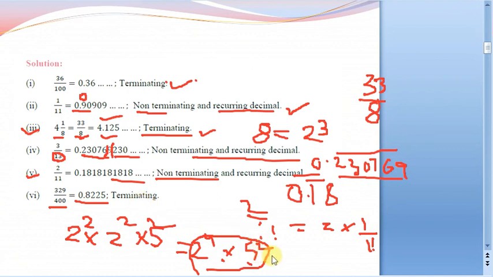Suppose if at all there is one more prime factor along with them, which is not 2 and 5, then it won't be terminating. In that case it will be non-terminating recurring. But since here we have only 2 powers and 5 powers, it is going to be terminating. So this question is actually of long division only. So we have to perform the long division and we have to identify the decimal expansion.